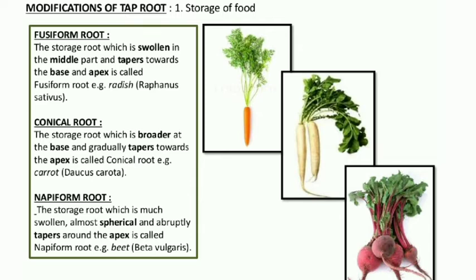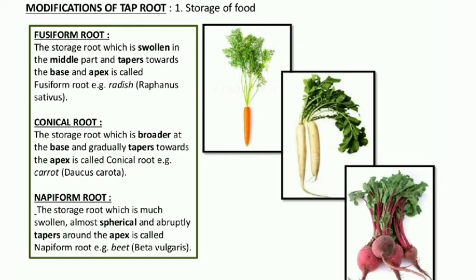The second type is conical root. Here the storage root is broader at the base and gradually tapers towards the apex. Since it looks like a cone, it is called a conical root. Example is carrot, that is Daucus carota.